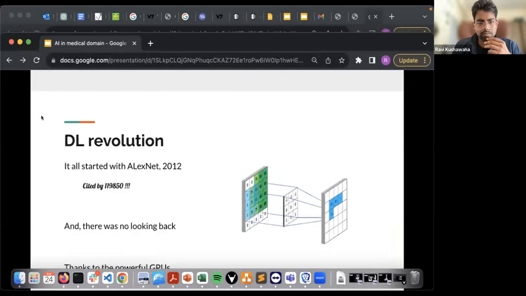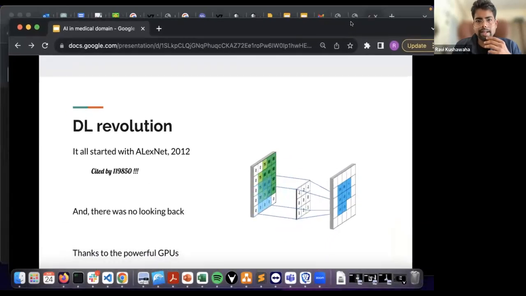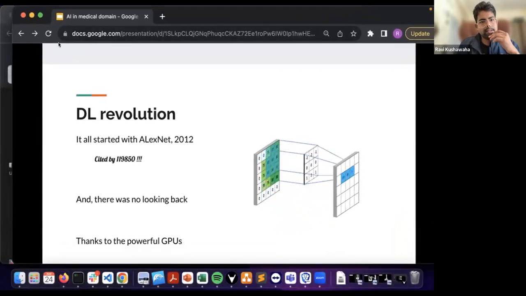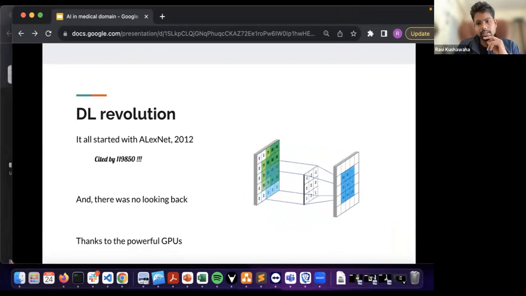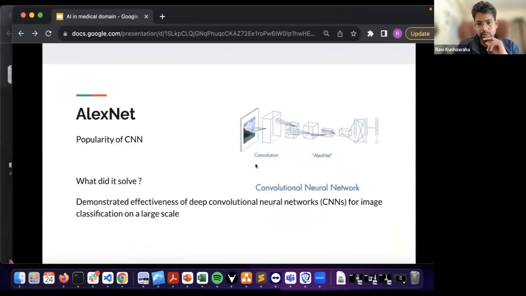Yeah. So what exactly happened? Why did this AI revolution come about? I guess you might be aware of the paper AlexNet. What AlexNet did is it simplified image classification techniques. This was the birth of CNNs, popularly known as convolutional neural networks.